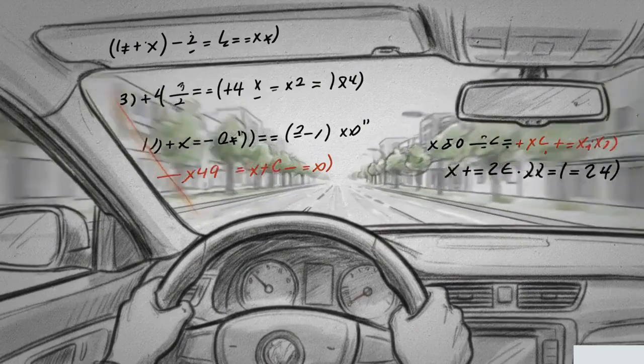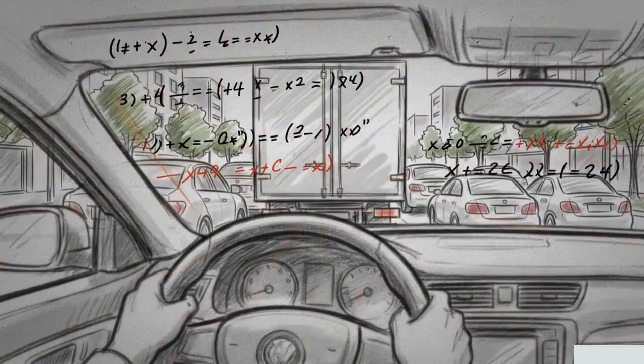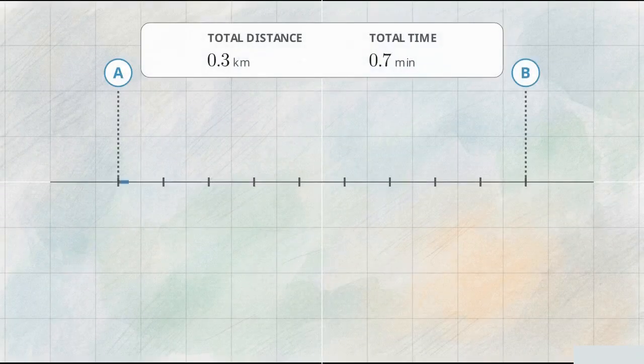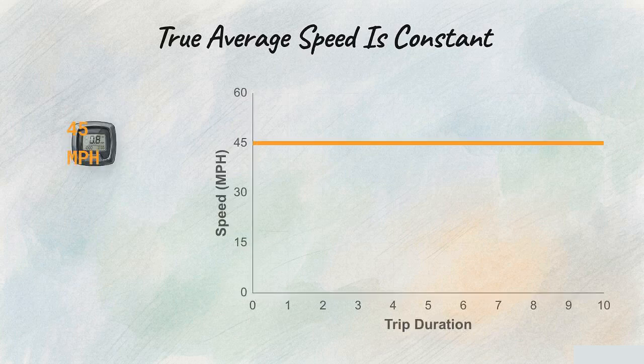Have you noticed how rarely you drive the speed limit? You accelerate on open stretches, only to slam on the brakes for traffic seconds later. Imagine you took that exact same route and arrived in the exact same amount of time, but you did the entire drive with your cruise control locked on a single, unchanging speed. That constant speed would be your true average.